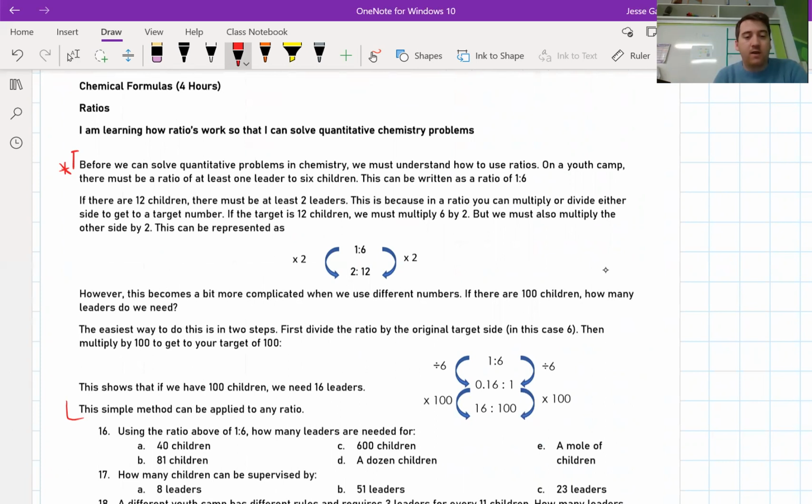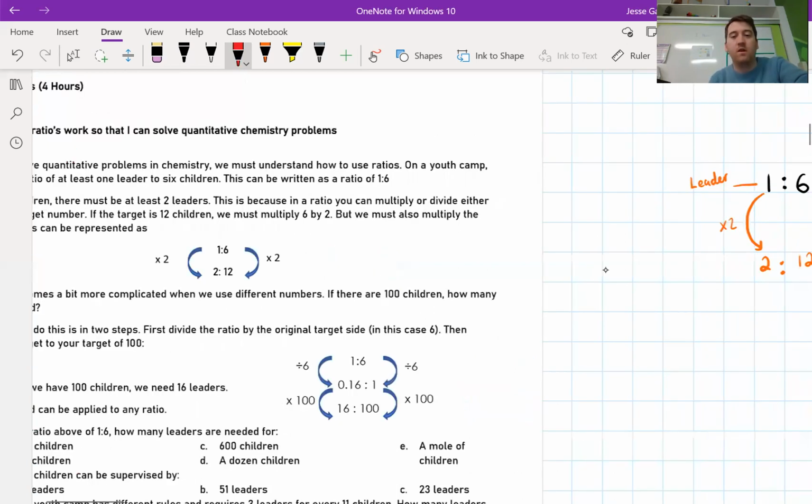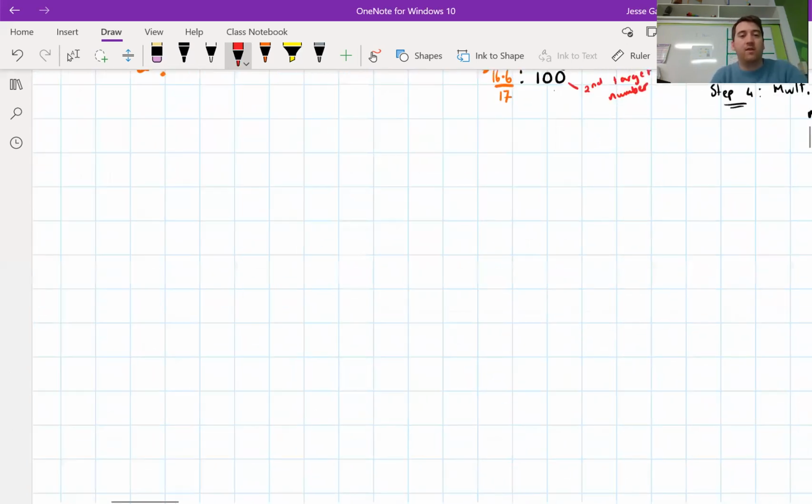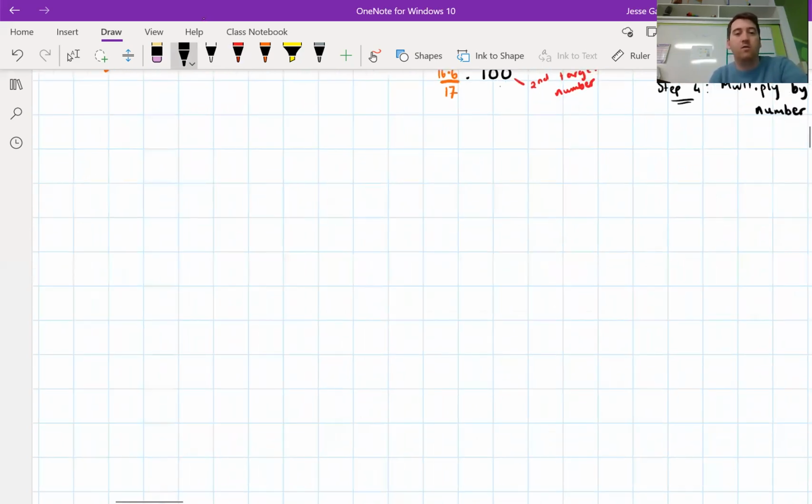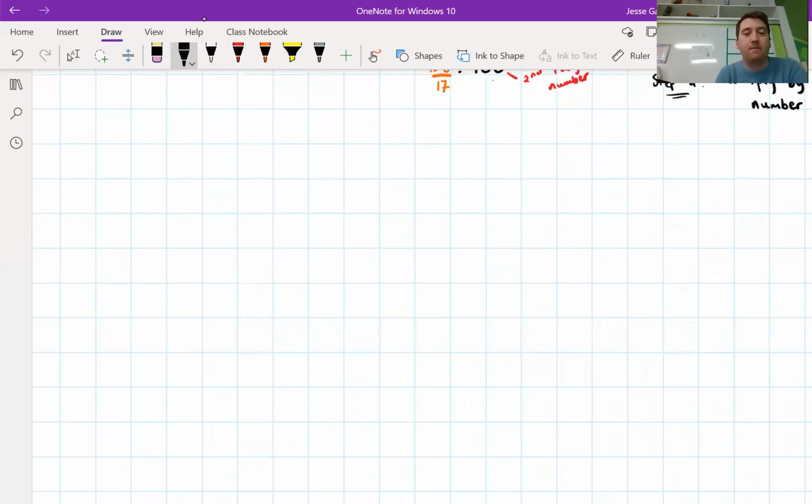Okay, and then what we're going to do is take an example here. Maybe we'll try the first one together, and then you can do the rest. It says use the same ratio above of 1 to 6. How many liters are needed for 40 children? I'm going to do this step by step with you. What's the first step we should do? Pause the video and try to do the first step.